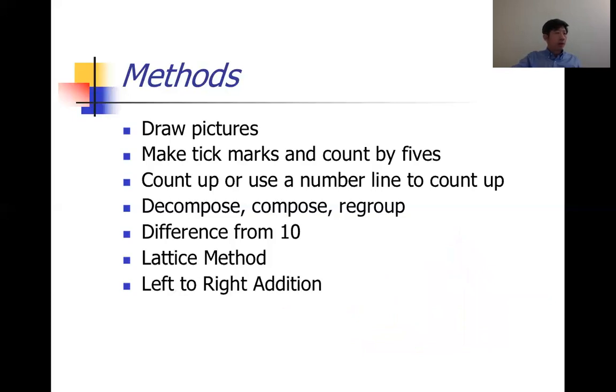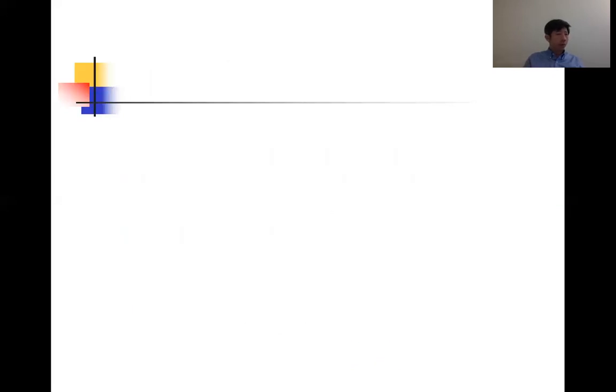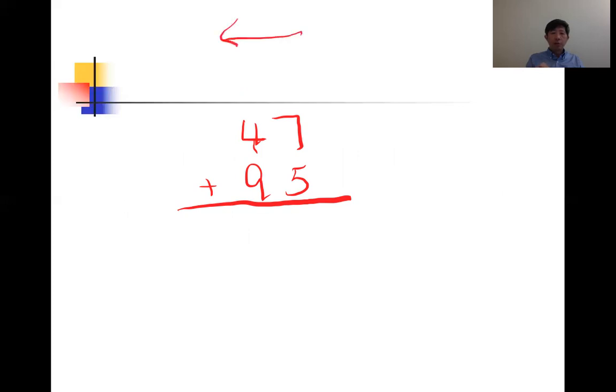Next is left to right addition. Left to right addition, right? So I'm going to go to here, more space. Traditionally, you want to do a problem like this: 47 plus 95 is equal to how many, right? The traditional way is right to left, right? So you take 7 plus 5, which is equal to 12, we'll put on 1 there. So 9 plus 4 plus 1, which is 142, right? That's the traditional method.